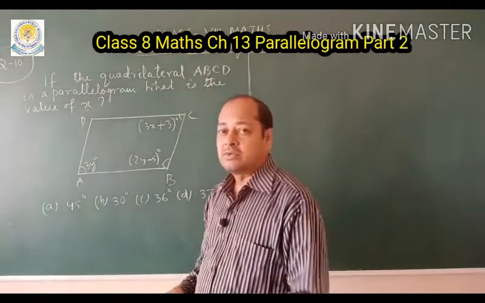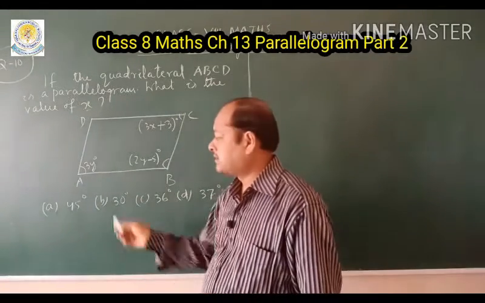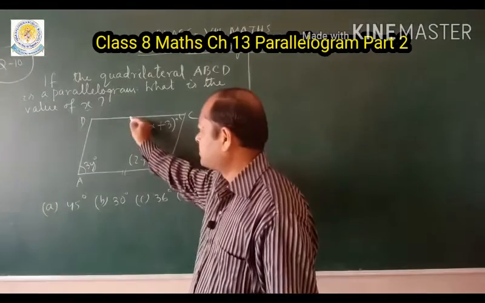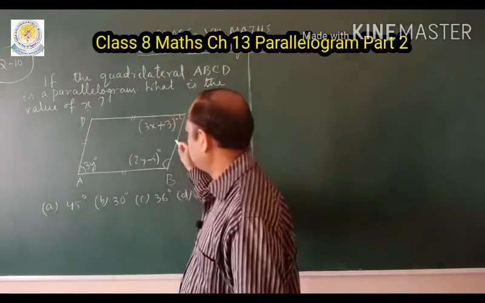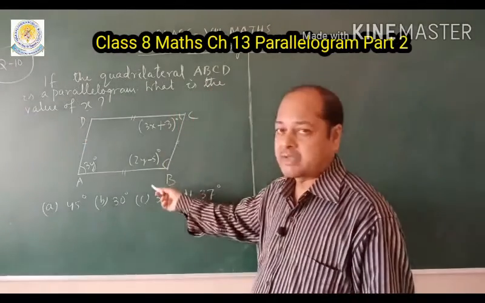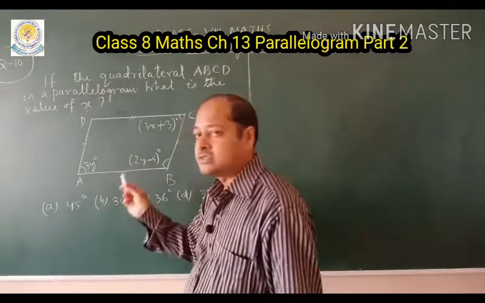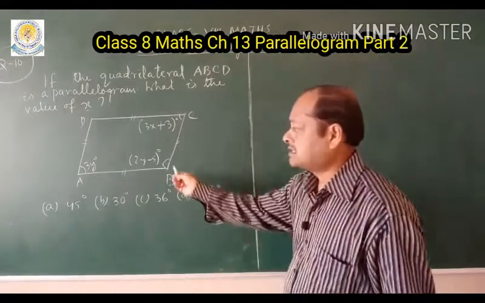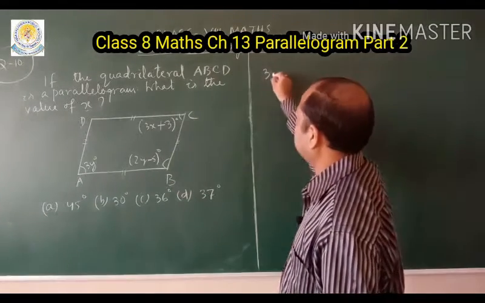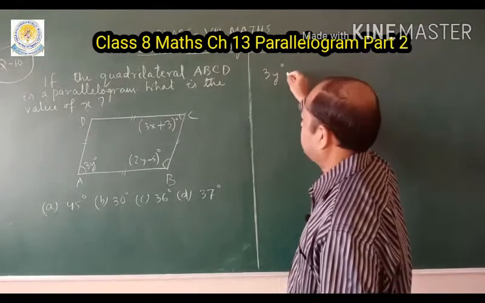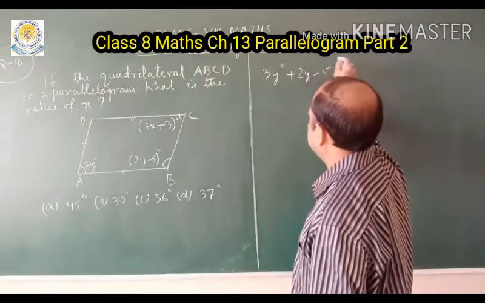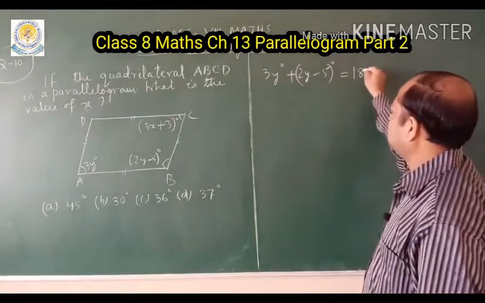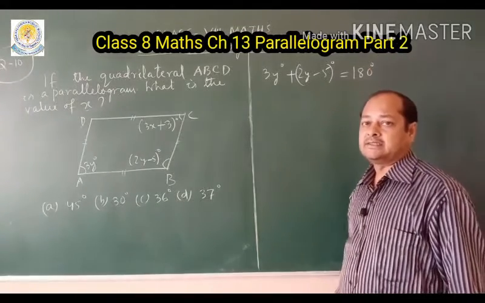So what is the rule of a parallelogram? One rule is that if it is a parallelogram, meaning opposite sides are parallel, then the sum of two adjacent angles is equal to 180 degree. What are the adjacent angles here? One is 3y degree plus 2y minus 5 degree. The sum of these two adjacent angles is equal to 180 degree. That is a property.